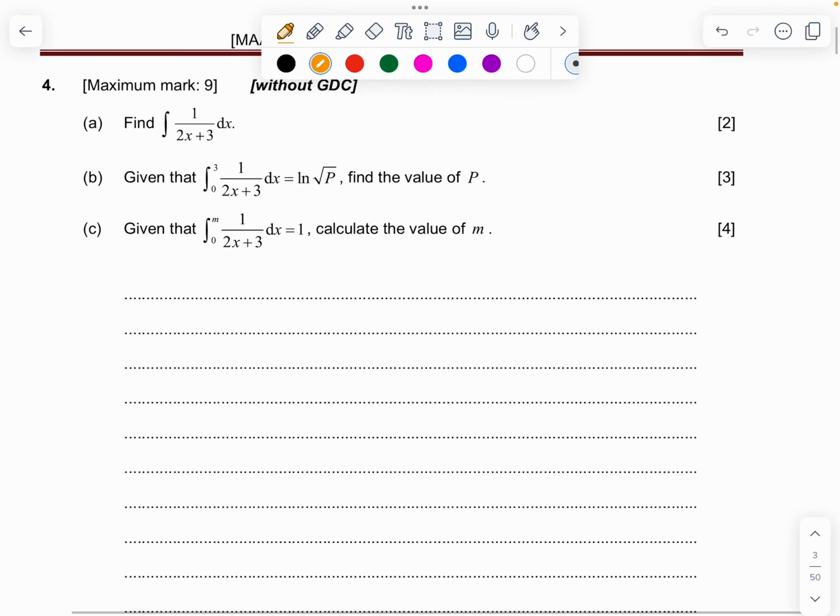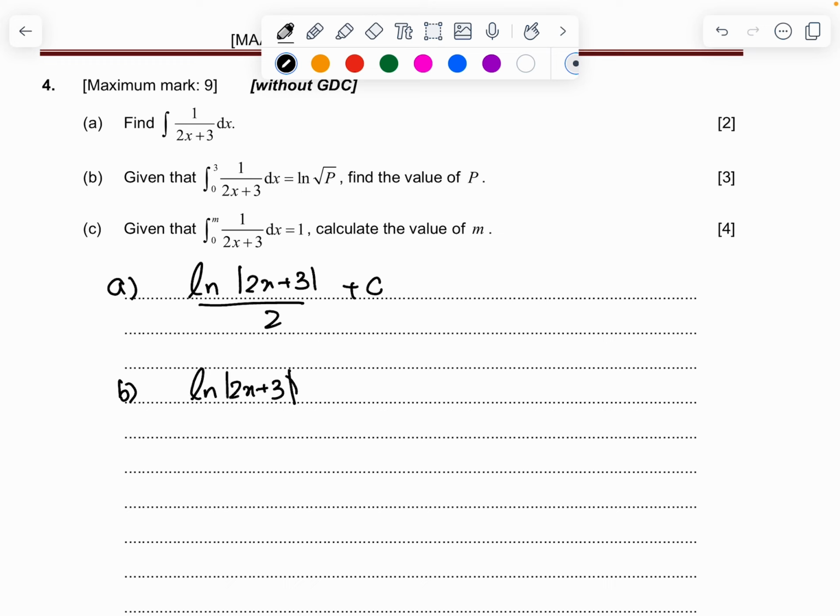Question number 4. Part A, it's ln of 2x plus 3, divided by 2, plus c. Now part B, so 1 upon 2 ln of 2x plus 3 from limits 0 to 3 equals ln root p. So apply the limits. Ln of 3 times 2 is 6, 6 plus 3 is 9, minus ln 3 equals ln root p, p power 1 upon 2. So 1 upon 2 ln of 9 upon 3 equals 1 upon 2 ln p. We can see that 1 upon 2 cancels, ln cancels, p equals 9 upon 3, which is 3.